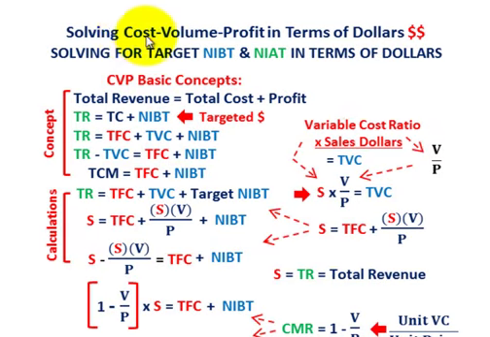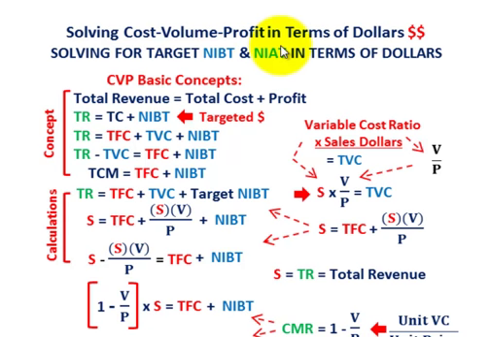What we're going to be going over here is solving cost, volume, profit problems in terms of dollar amounts. So we're going to be solving for some targeted net income before taxes and net income after taxes in terms of dollars. Normally when we're working with these cost, volume, profit problems, we're solving them in terms of a quantity or a number of units. But in our case, we're going to be solving in terms of dollars for some targeted income amount.